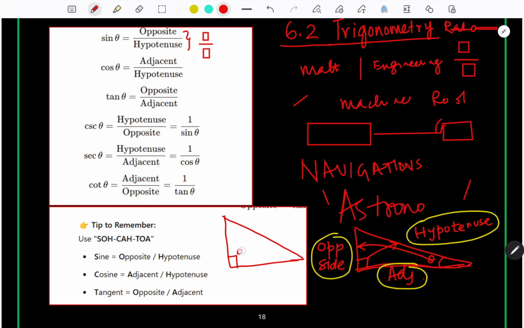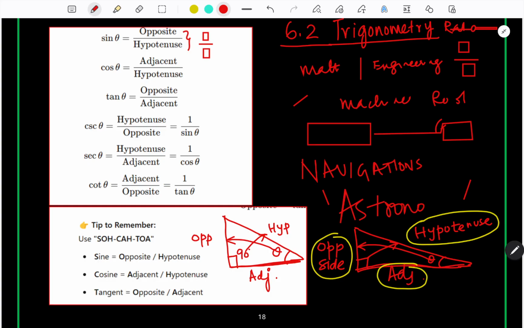So this is 90 degrees, and this is theta. Opposite to theta is called the opposite side. And opposite to 90 is the hypotenuse, HYP. And the other side, the side which is adjacent to both of them, is called the adjacent side.